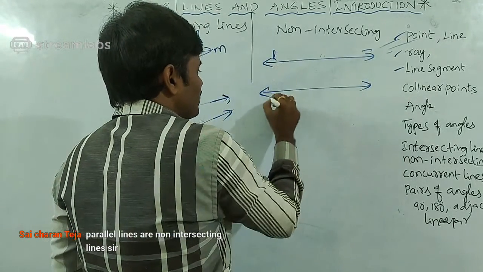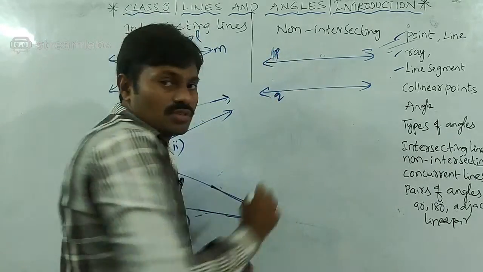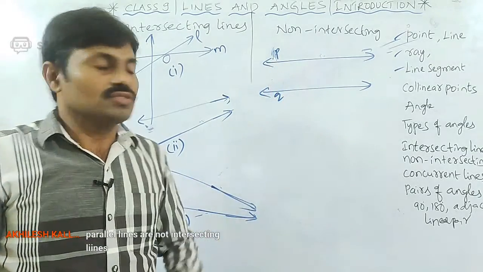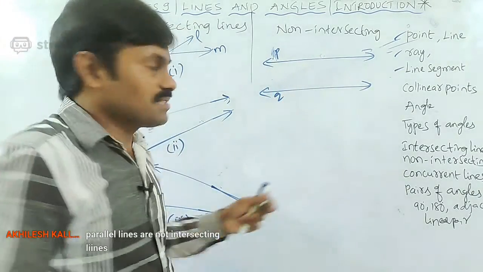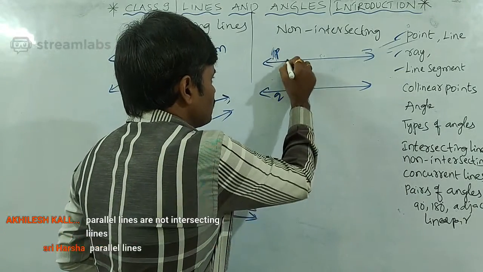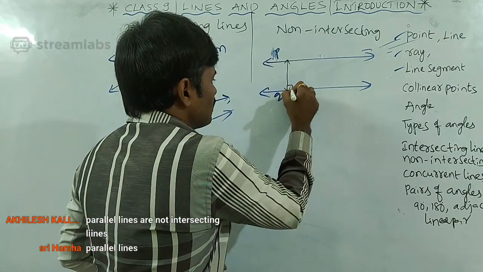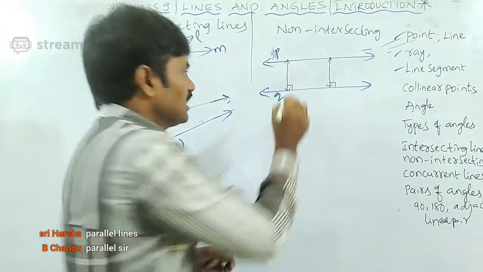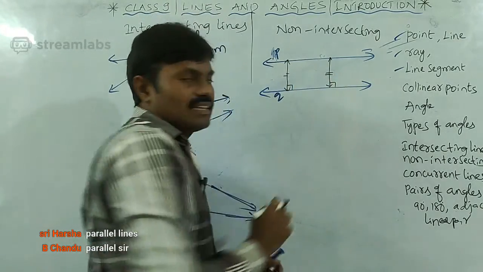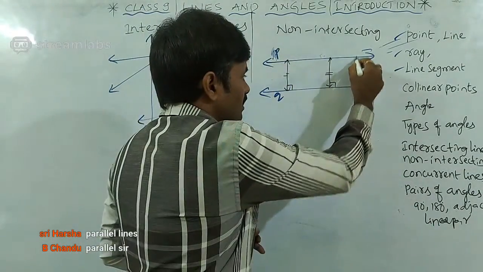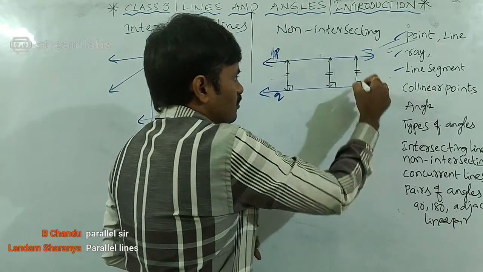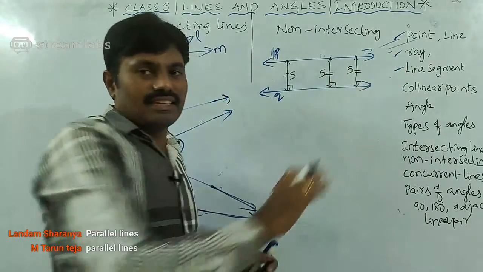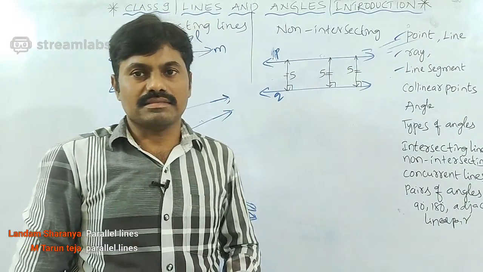So how can you say, if you denote the lines by P comma Q, and you consider the perpendicular distance between any two points, if it is the same perpendicular distance at any opposite points you take, if you measure it and it is 5 centimeters, 5 units, then these two lines are called parallel lines.